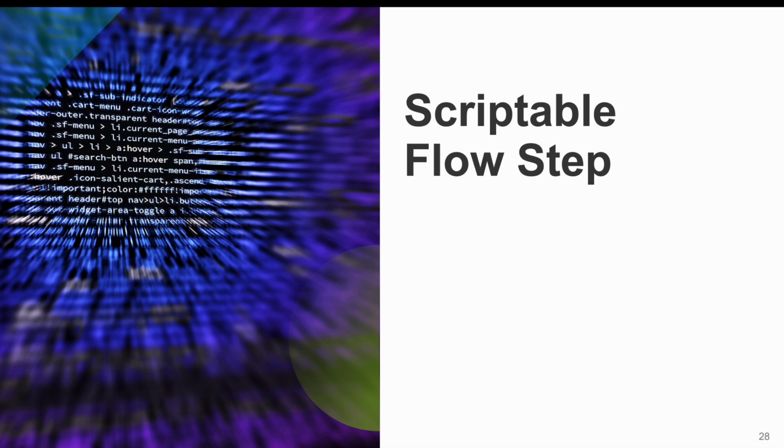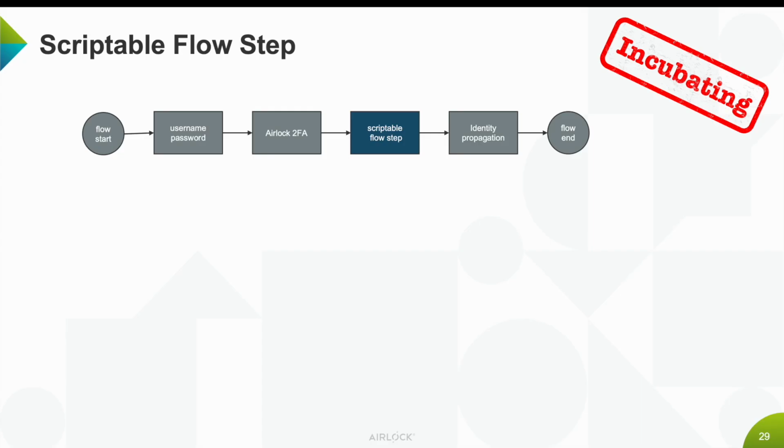Aside from customization, we have added another capability with IAM 8.2 that will be very useful, and that's the scriptable flow step. It does exactly what the name says. It allows you to run scripts during a flow. So here is an example of a flow, and in the dark color you see the scriptable flow step, and what it can do is the following.